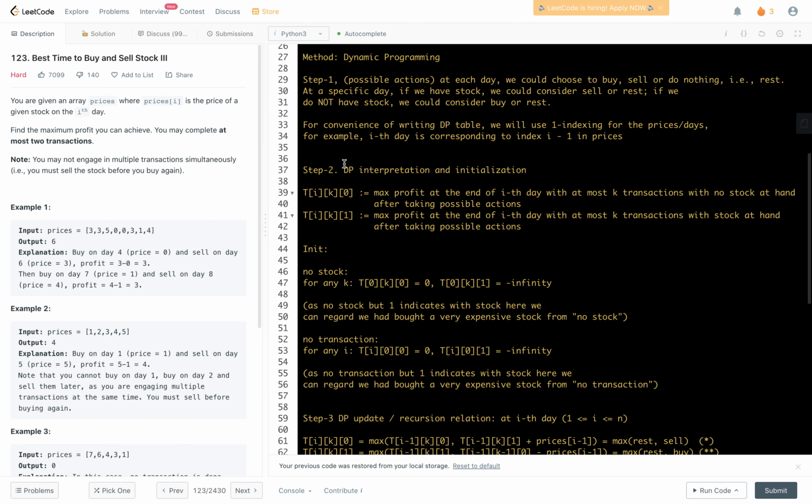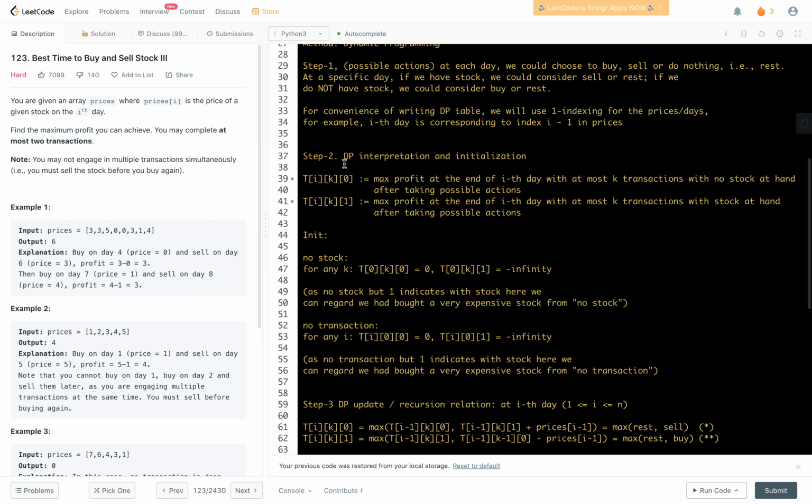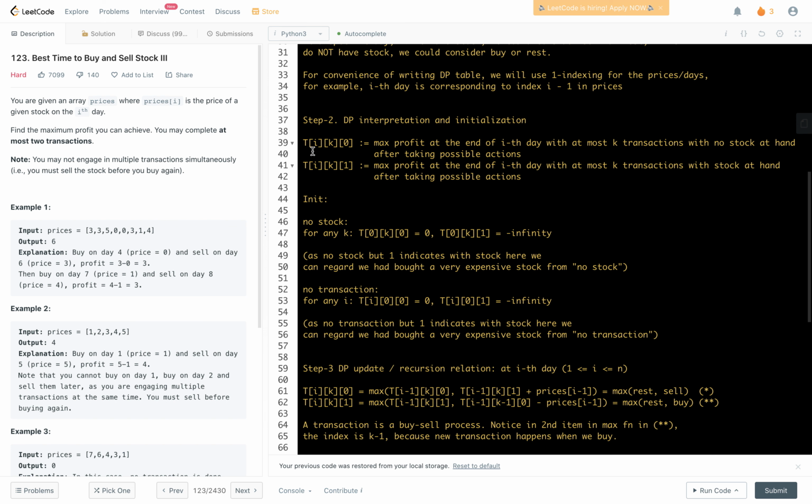Step 2 is DP interpretation and initialization. Here we're going to use essentially a 3-dimensional DP table. I'm going to use T[i][k][g]. g can be 0 or 1. 0 indicates that at the end of the ith day we do not have a stock at hand, and 1 indicates that we have stock at hand. The first index i is the day, so the ith day, right? And k is the allowed number of transactions.